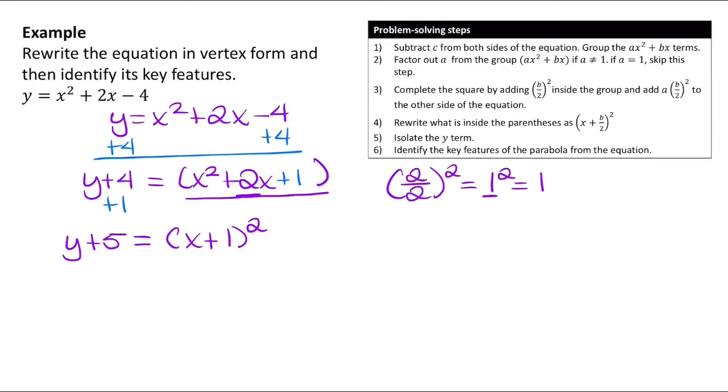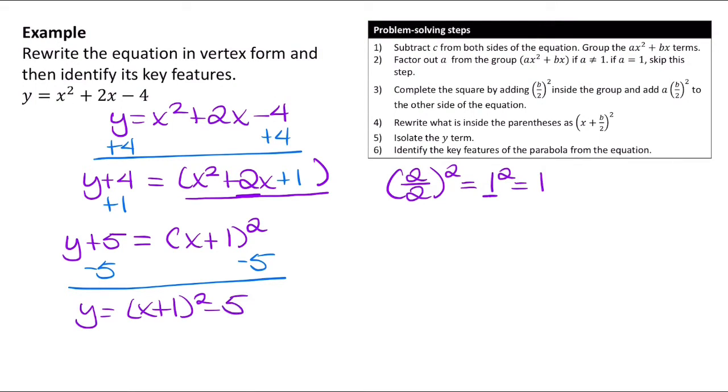And if you want to check, you can actually multiply that out. X plus 1 squared does equal x squared plus 2x plus 1. So now all we need to do to get this in vertex form is subtract the 5 from both sides. And when we do that, we get y equals x plus 1 squared minus 5. So that is now our equation in vertex form.